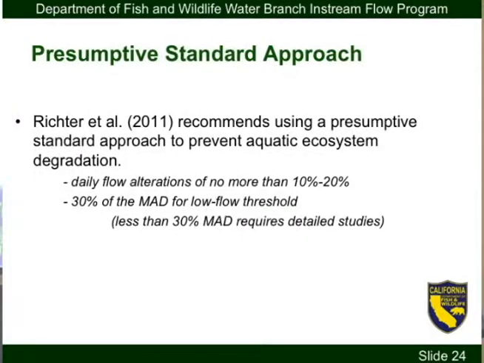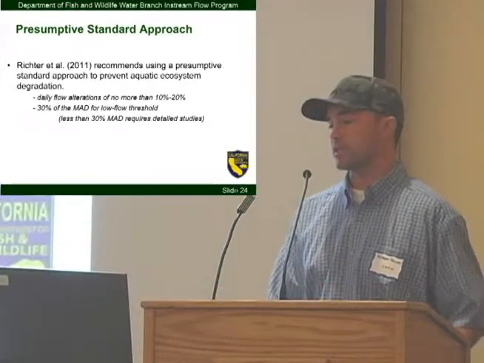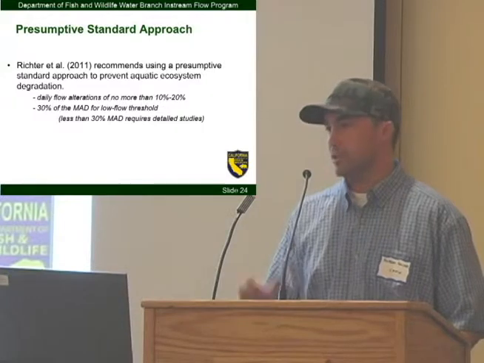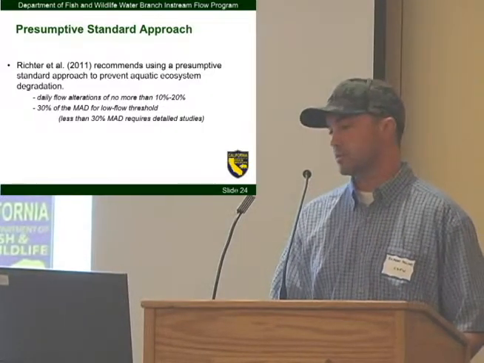The presumptive standard is the approach coming from Brian Richter, the Nature Conservancy, and it was adopted by the Canadian EPA. And basically it says there should be no more than 10 to 20% flow alteration at any one time, and then to evaluate the low flow threshold is basically 30% of the mean annual discharge. If you want to extract water below that 30%, then it requires a detailed study.